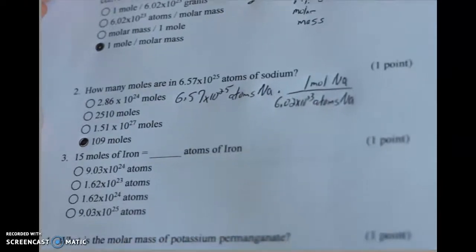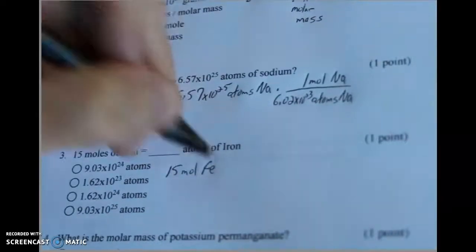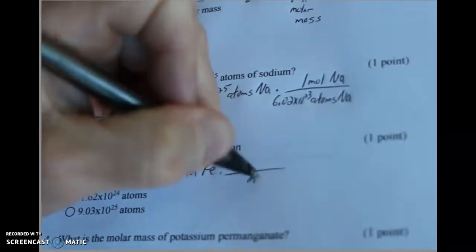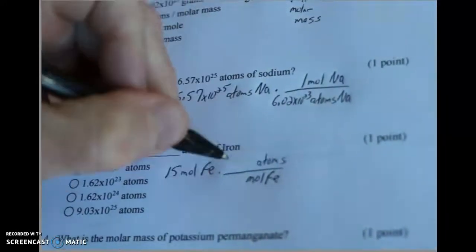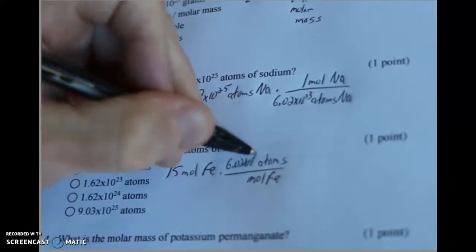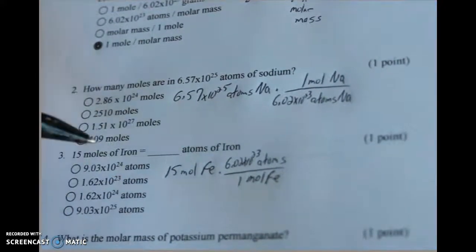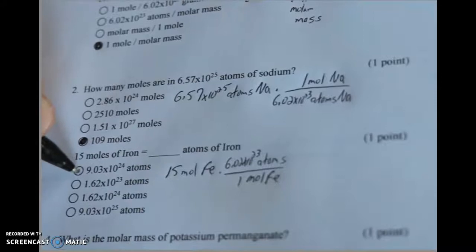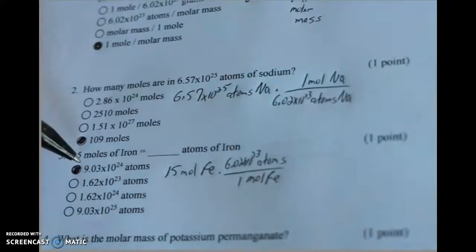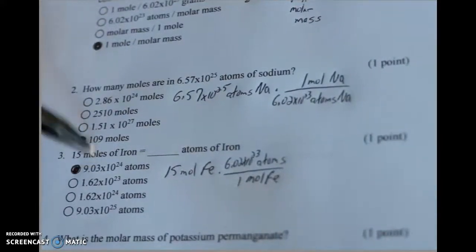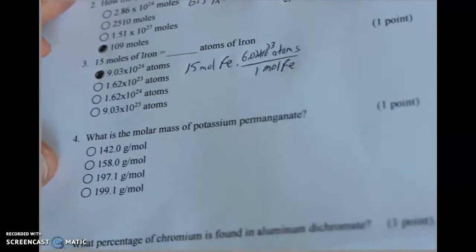15 moles of iron, they want to convert it to atoms. So start off with 15 moles of iron. Now since you're starting off with moles, that's what goes on the bottom, and you're looking for atoms, so that goes up top, and that's Avogadro's number again, and it's always 1 mole in the conversion factor. So now you're doing 15 times 6.02 times 10 to the 23rd, and if you do your math right, and actually check that on the calculator, make sure you're doing the times 10 part right, it's 9.03 times 10 to the 24th atoms. For number 4, the molar mass of potassium permanganate.